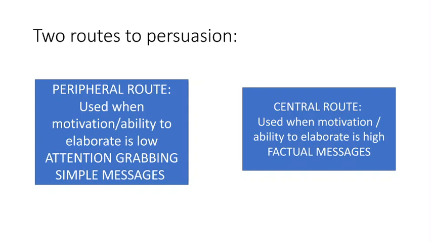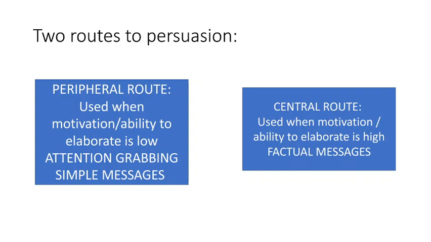The first route is called the peripheral route. This is when someone's unlikely to be listening or not motivated to listen. For example, if you were to give me a message about cars, I would probably not have very much interest in listening. In that case, you use the peripheral route, which is basically attention-grabbing, really simple messages where you're trying to slap them around the face with something obvious to grab their attention.